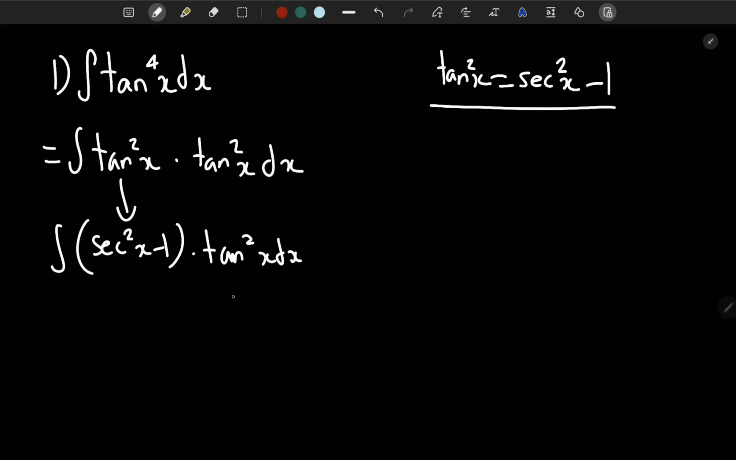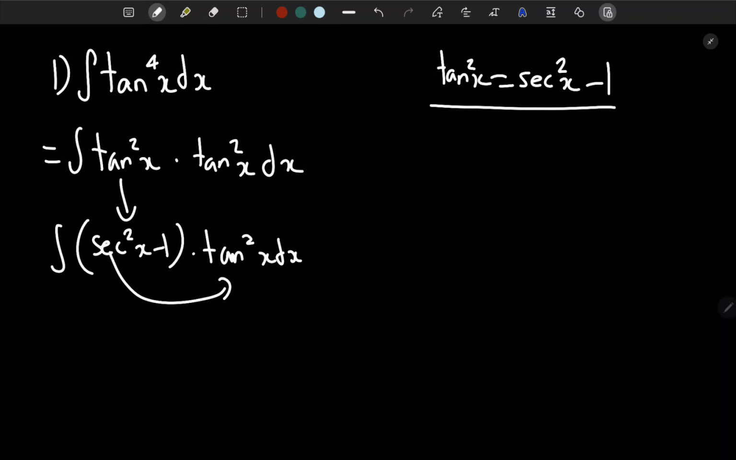Now another thing you might be thinking is that we might be able to replace this with secant squared x minus 1, but in the end we will have secant to the power of 4 x, and this we cannot integrate, right? There's no integration for secant to the power of 4, so that also does not work. So here we need to expand the integral since we tried all the methods right now. So I'm going to multiply secant squared times tan squared, and then minus 1 multiplied by tan squared.